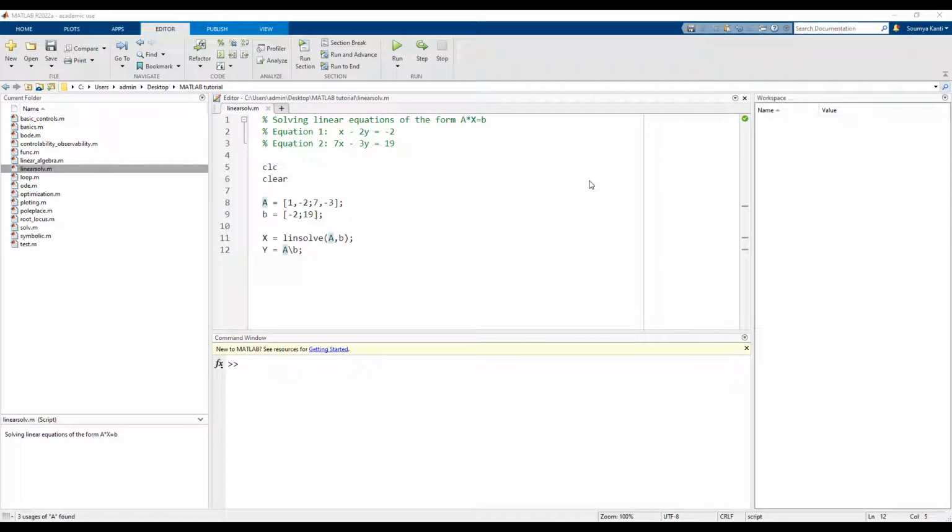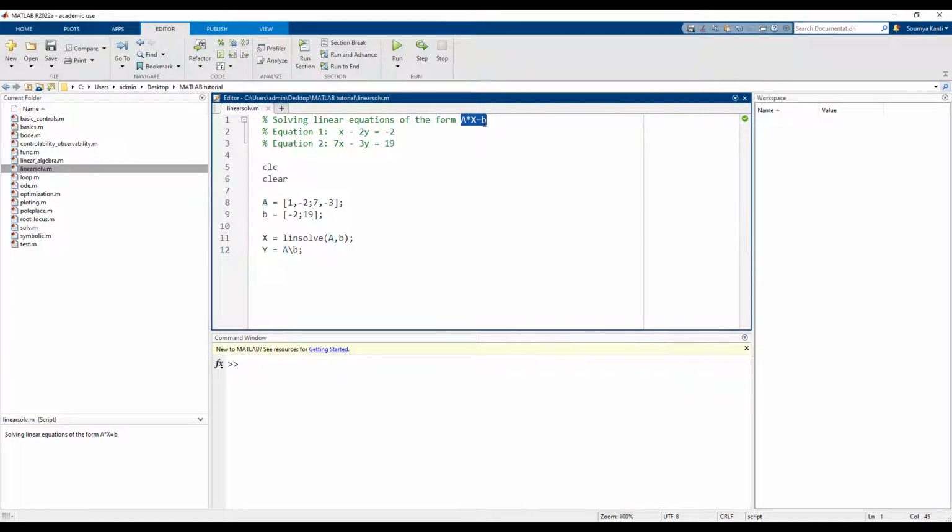In this example, we will see how to solve linear equations. So we can always have linear equations which we can separate into the form Ax equals b, where, if we are given n equations and m variables, A will be n by m, x will be an m by 1 vector, and similarly b will be an n by 1 vector.